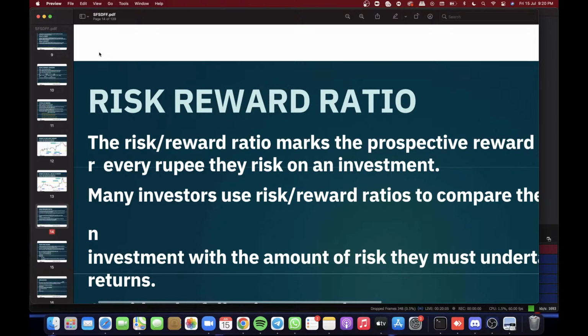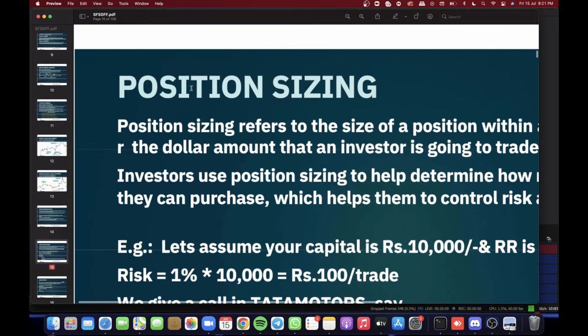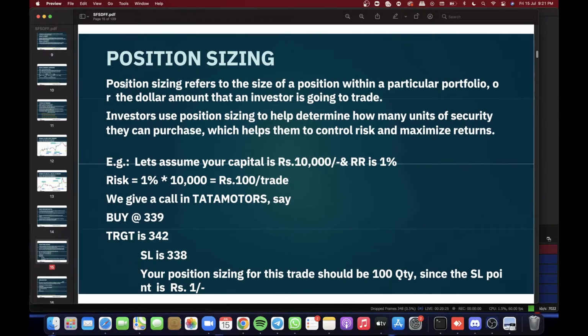Now let's see position sizing. Doubts about the technical analysis area will be solved in the technical analysis session, not now guys. Okay, let's see position sizing. What actually is position sizing? Position sizing refers to the size of a position within a particular portfolio or the dollar amount that an investor is going to trade.